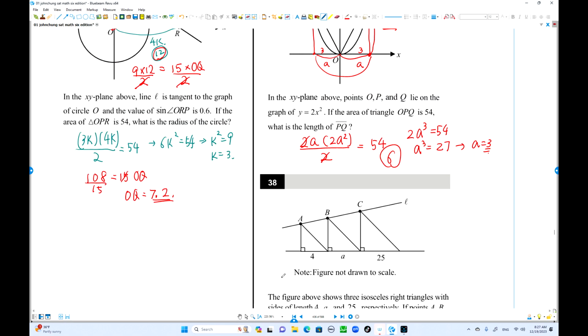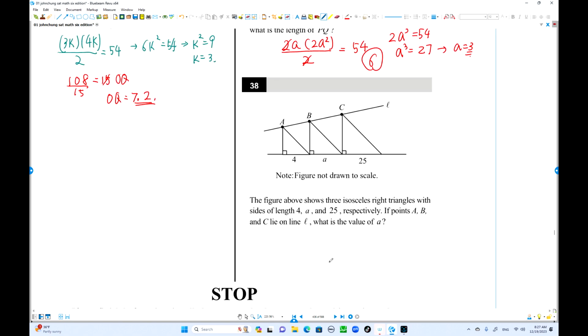The last question is number 38. Yeah, the triangles are isosceles right triangles. So this is 4, this is 4, this is 8, this is 8, this is 25, this is 25. Okay, the figure is not drawn, okay? You know that the slope of this line is always constant. Now take the slope over here, make the slope triangle.